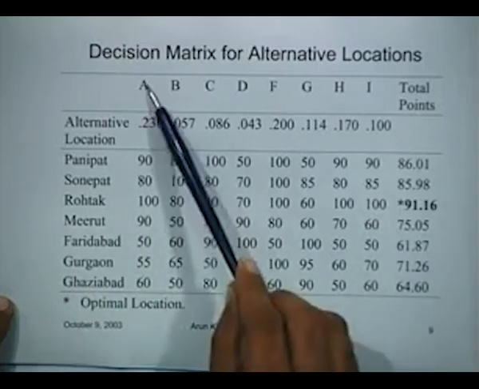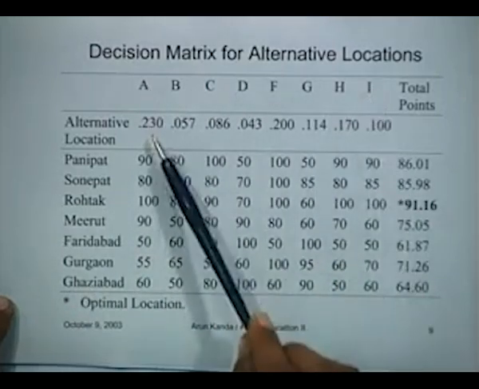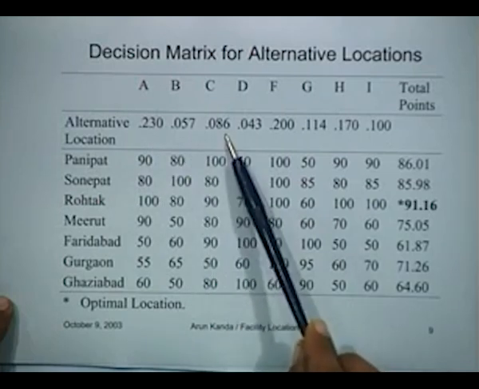And now we have these objectives, and these are the weightages that we have discovered, just determined from the pairwise comparisons.